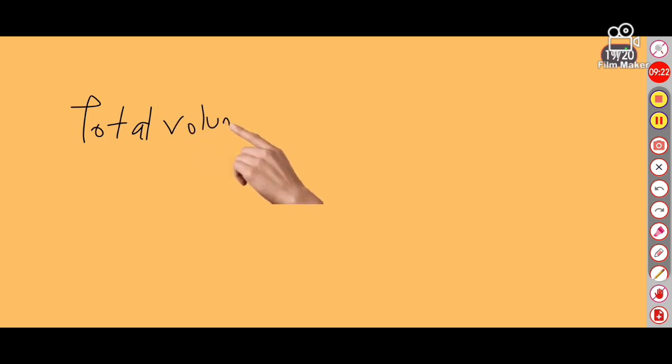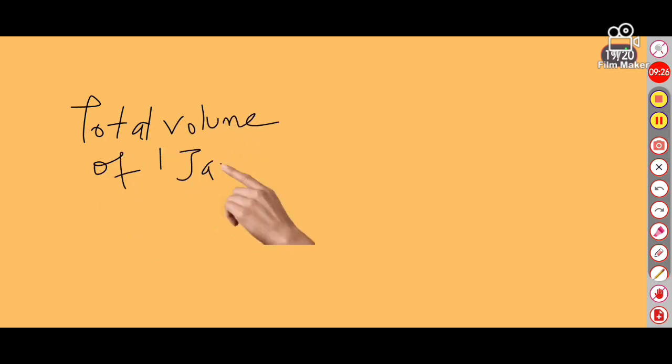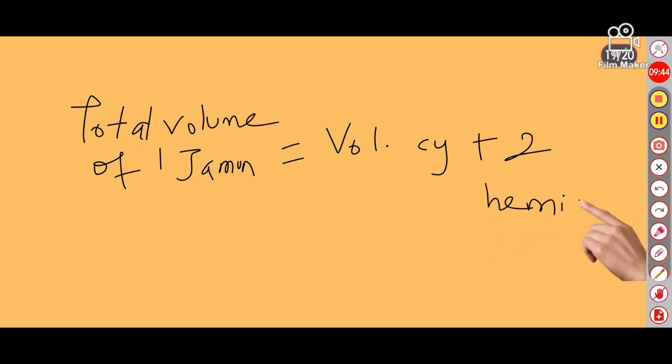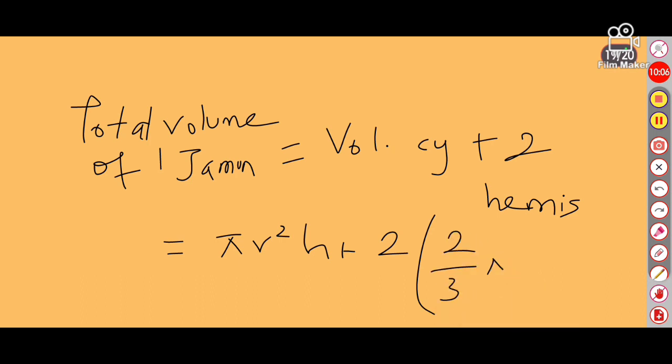Now the total volume of one jamun. So how much syrup would be found in 45 jamuns, right? So the total volume of one jamun is needed. That is nothing but the volume of the cylinder plus two hemispheres. The volume of the cylinder formula is pi r square h, plus the two hemispheres, so 2 into 2 by 3 pi r cube, because it's a volume. So it comes as 4 by 3 pi r cube.